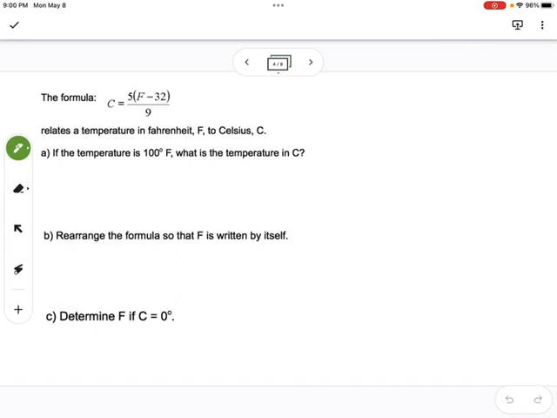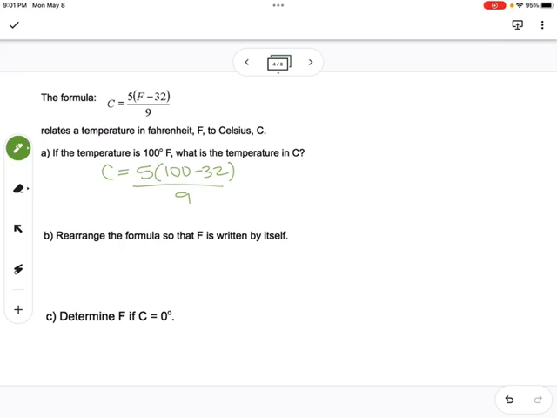So this one here, we're being asked what the temperature is in Celsius. We are given the temperature in Fahrenheit, so we just plug that into the equation. C equals 5 times (100 minus 32), and that's divided by 9. Because nothing's being moved across the equal sign, we're using BEDMAS to just solve here.